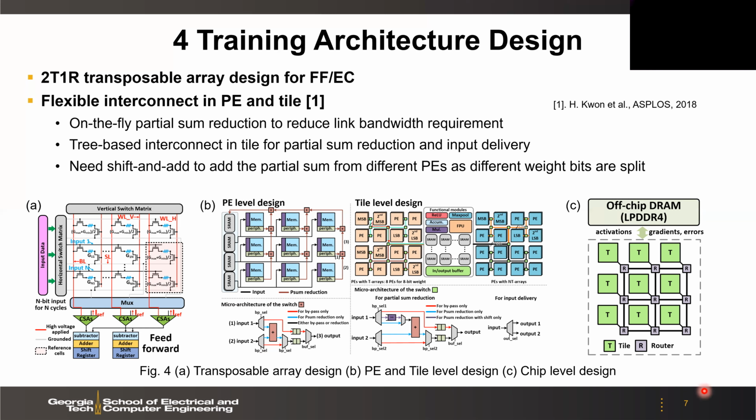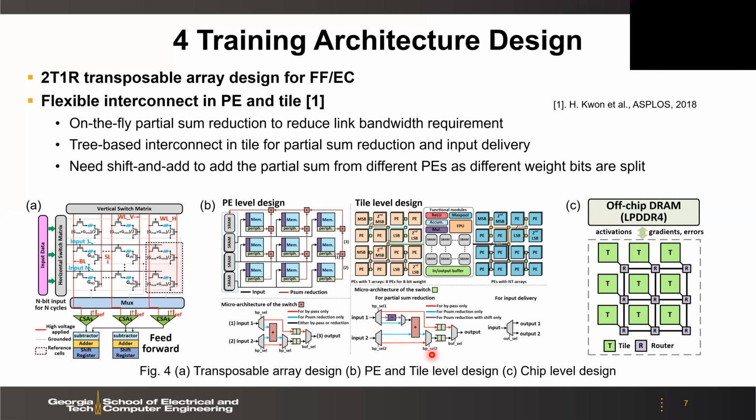At the tile level, a binary tree-based interconnect is used to deliver the input feature map and collect the partial sum. A similar idea of on-the-fly partial sum reduction is adopted to alleviate the link bandwidth requirement. And here's the microarchitecture of the switch. Since the output partial sums of PEs are of different bit weights, a shift register is needed to shift the partial sum of higher bit weights. A bypass link is also included if the partial sum cannot be added up.